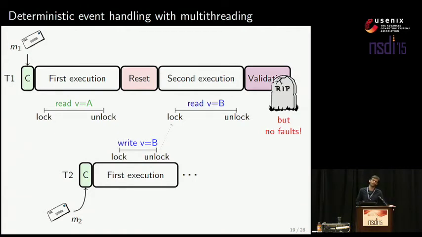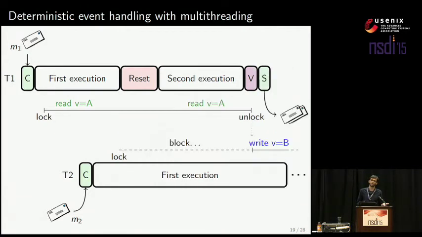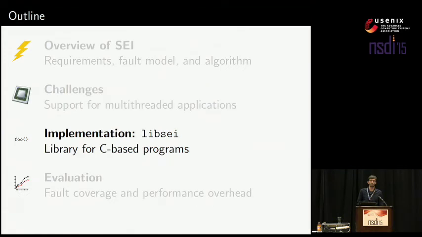So we acquire the locks in the first execution, but we don't release them. We just release them after the validation has been finished. In this way, we isolate threads that are conflicting. And then we can send the message and we can re-execute the event handler deterministically. But we don't require here a deterministic scheduling. Our implementation is called libc. This is an implementation in C, and it also targets C applications.